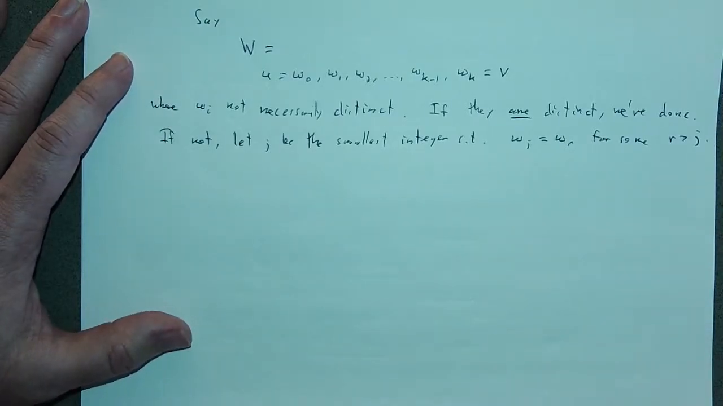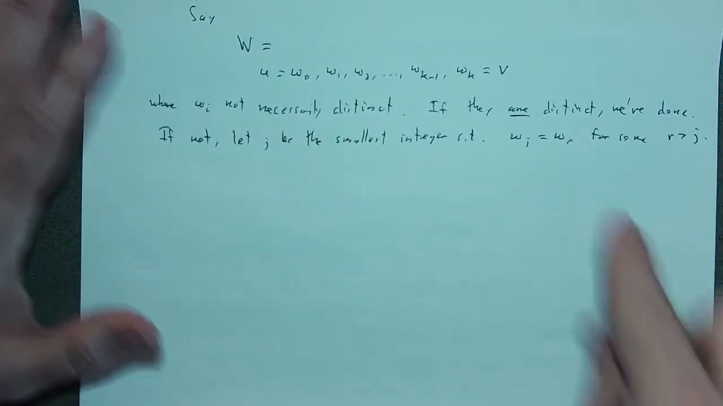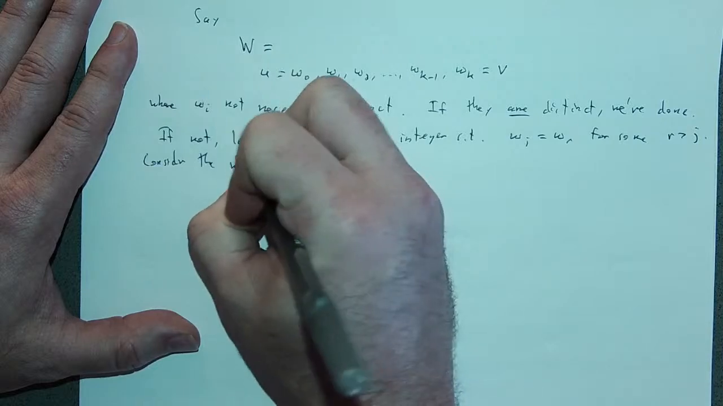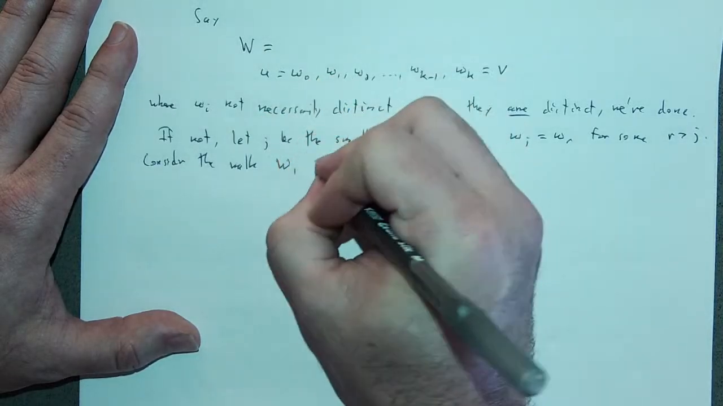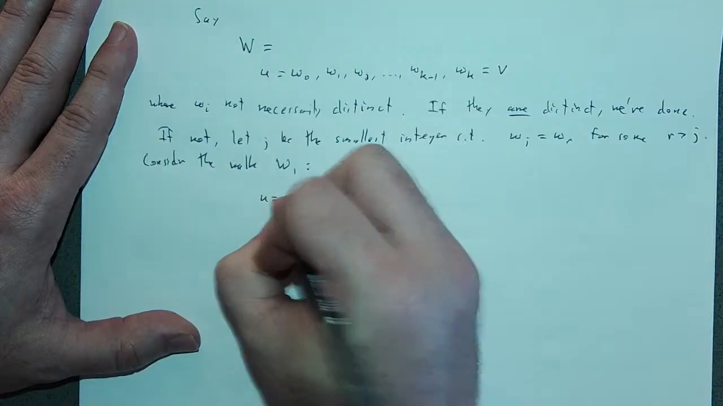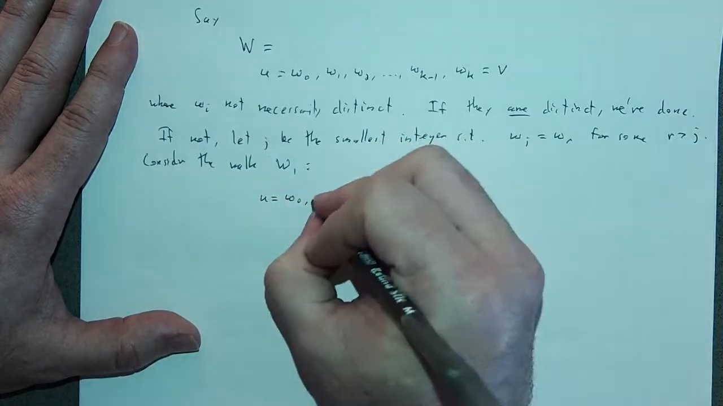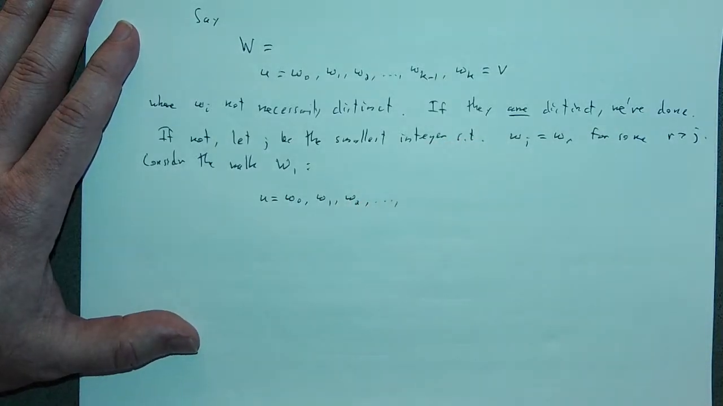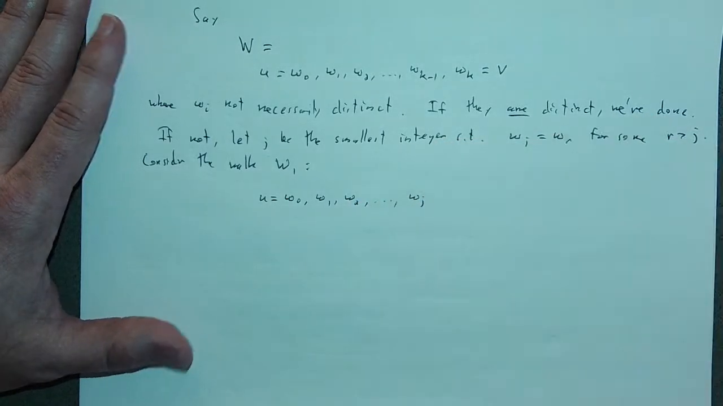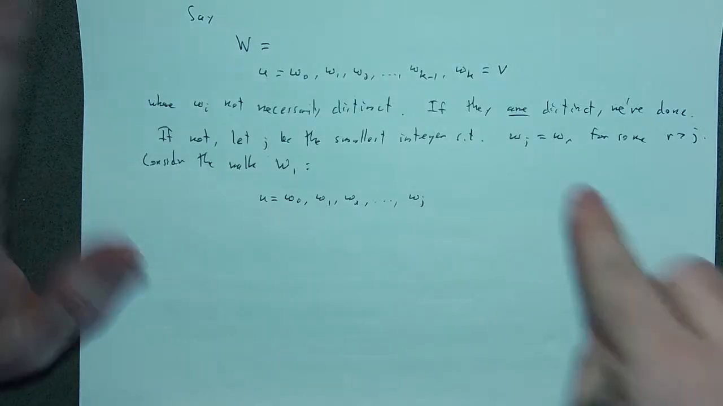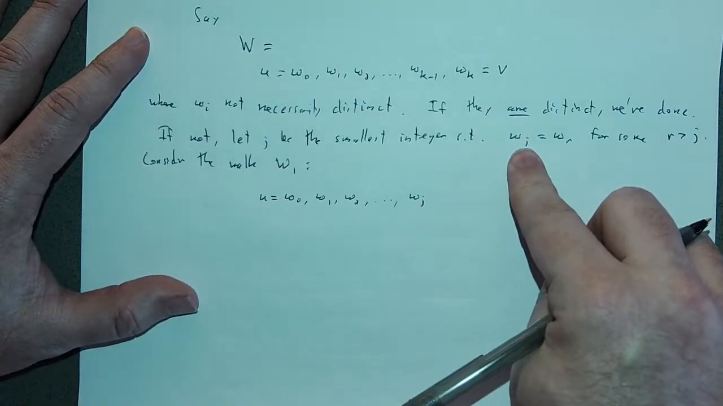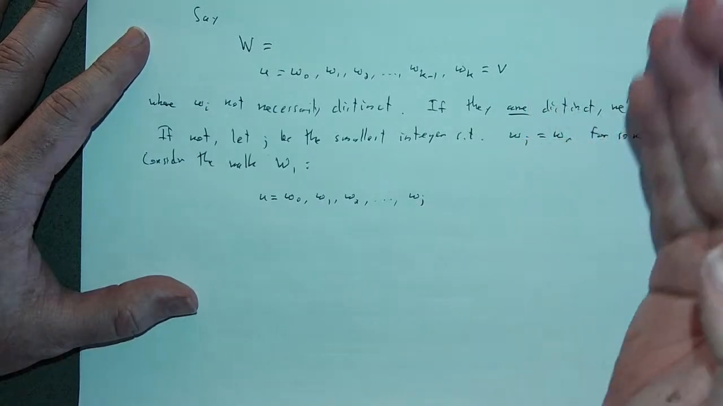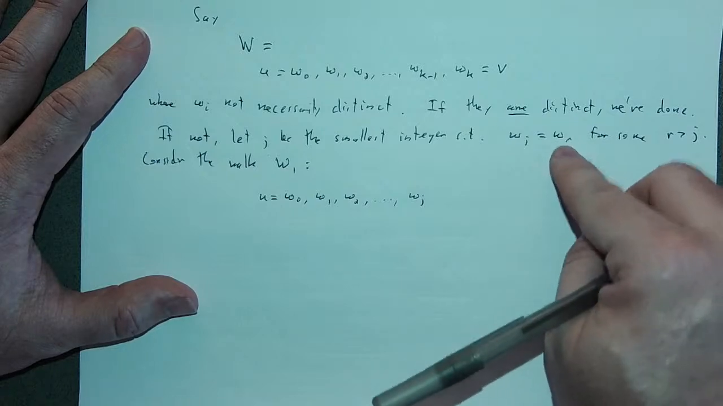Okay. So, what do I want to do here? Consider the walk W1, which begins at U, and it proceeds all the way up to this W sub j. And then because we know that W sub j is the first time there's a repetition of a later W, we just cut it and paste the walk from that W on.